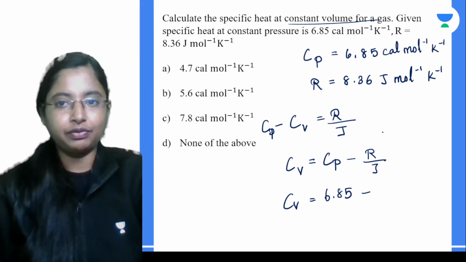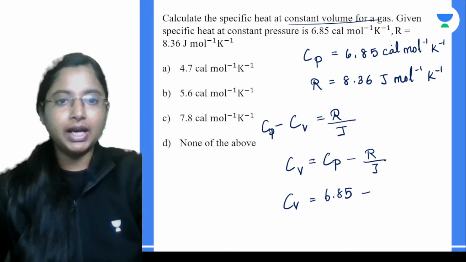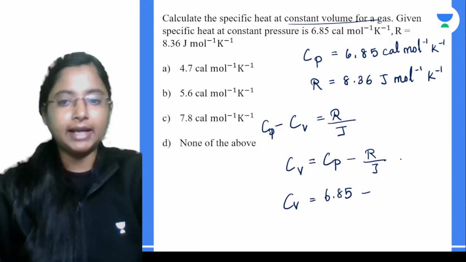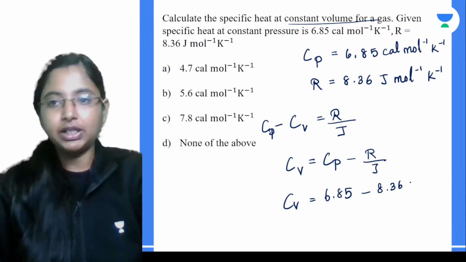Cv is 6.85 minus R, and we are dividing by J. Why? Because we are converting from joules to calorie, since the answer is asked to be given in calories. 6.85 minus R is 8.36.